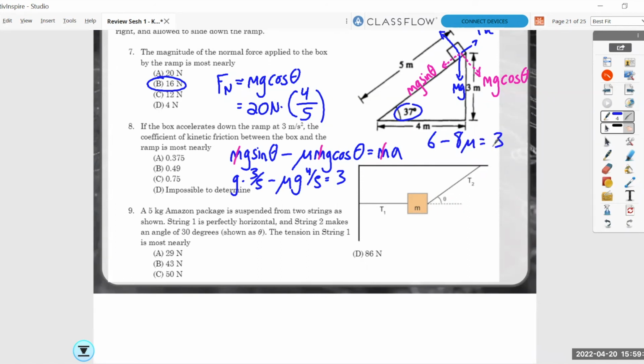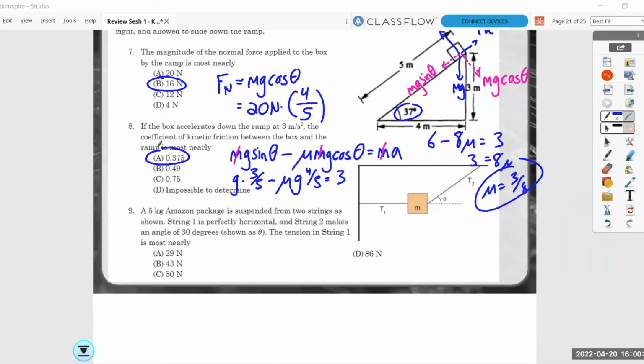So now it's a matter of solving this. We get 6 minus 3 is 3 equals 8 mu, or mu is 3/8. And if you do mu 3/8, it's 0.375 in this case. So we do, in fact, have to look at the forces that are pulling us down the hill and figure out what the coefficient of friction is to get our acceleration just right.